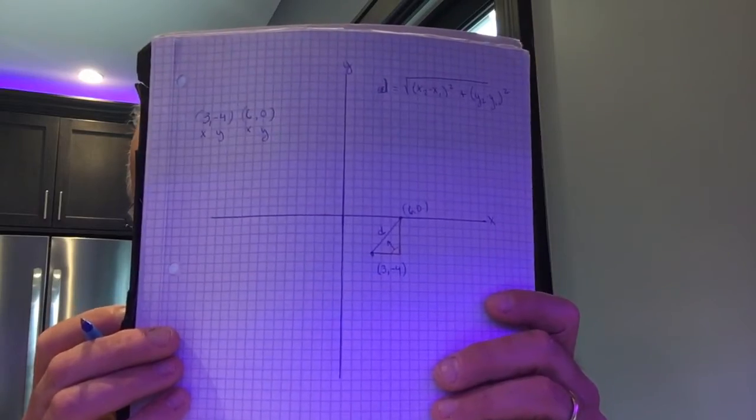Underneath it, I want to just highlight it. I can push it to the side. I'm going to write 3 comma negative 4 and 6 comma 0 like that. Once I do that, I'm going to put X, Y, X, Y. It's going to take me a little time. I'm going to label it X1, Y1, X2, Y2. So I have that. Now I'm going to start to do the work.